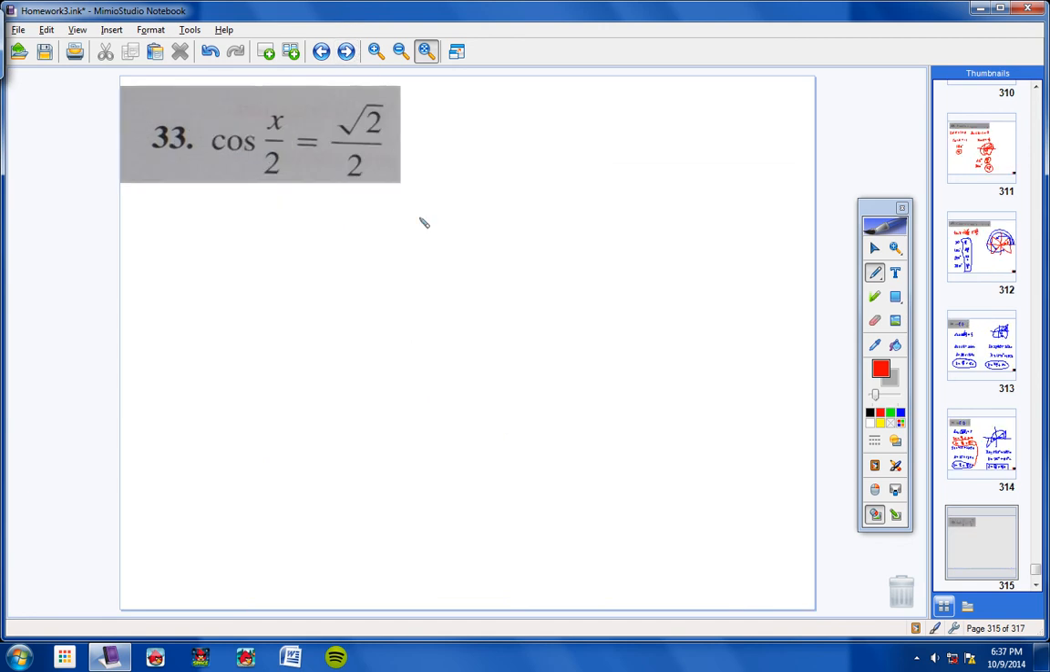All right, number 35 or 33. Here we go. Okay, now we're dealing with a half angle, okay? Cosine of x over 2 equals square root of 2 over 2. So here we go. First of all, let's get our table up here real quick.